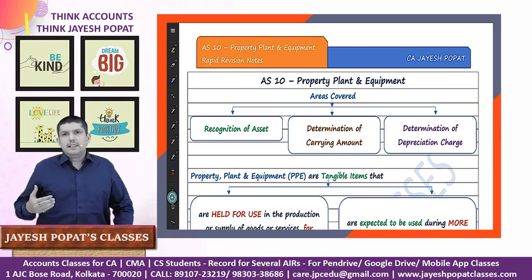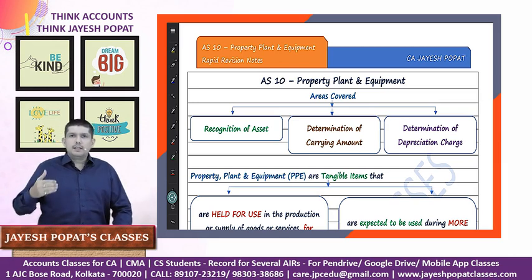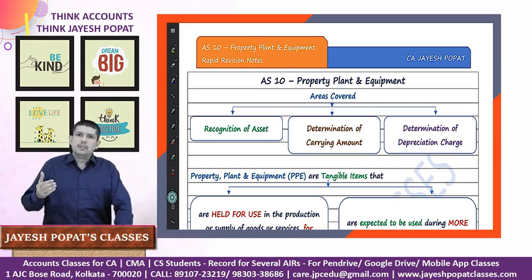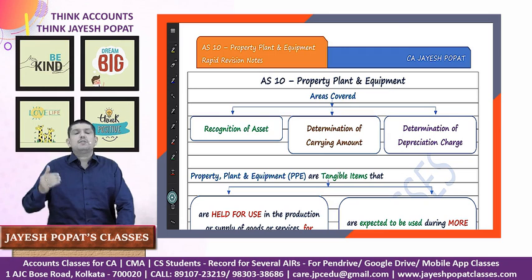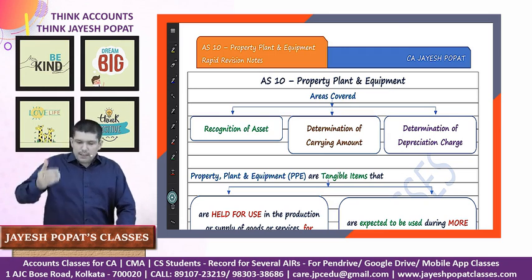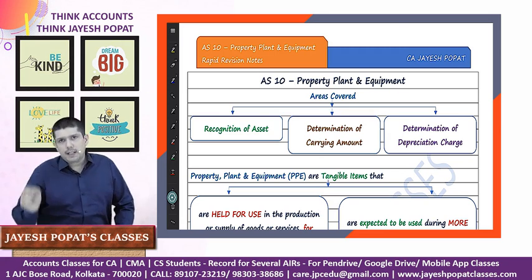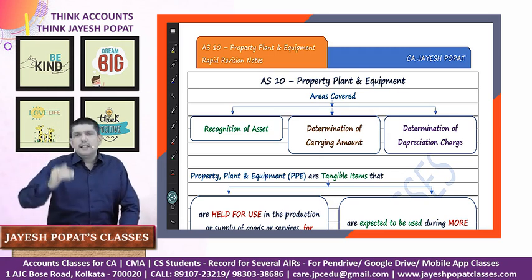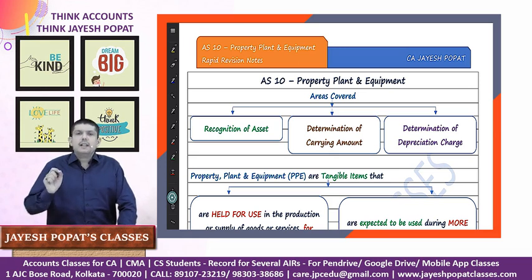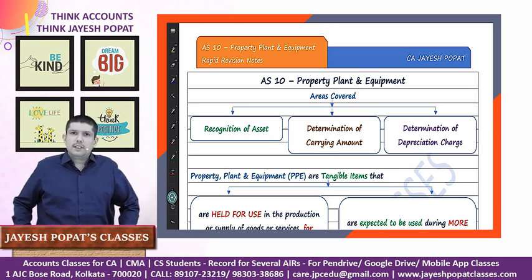See, we will first understand the historical background. Earlier AS 10 was known as Fixed Asset and there was another accounting standard, AS 6, which dealt with depreciation charge. But then subsequently Accounting Standard 10 was revised. It was renamed as Property, Plant and Equipment in line with Ind AS and IFRS nomenclature, and Accounting Standard 6 was superseded and the depreciation portion was merged into Accounting Standard 10.